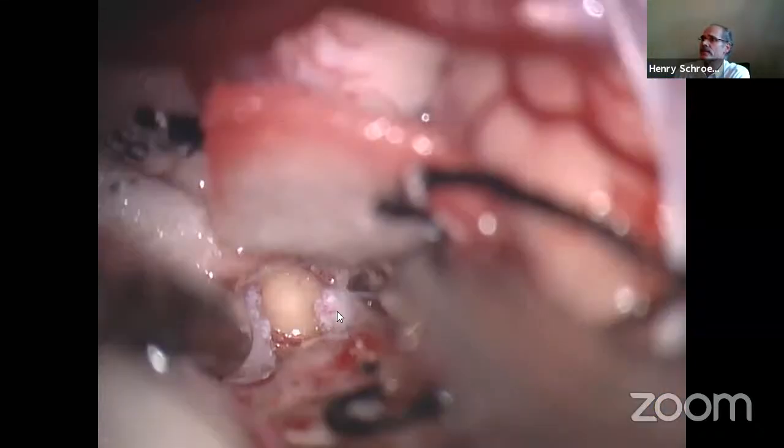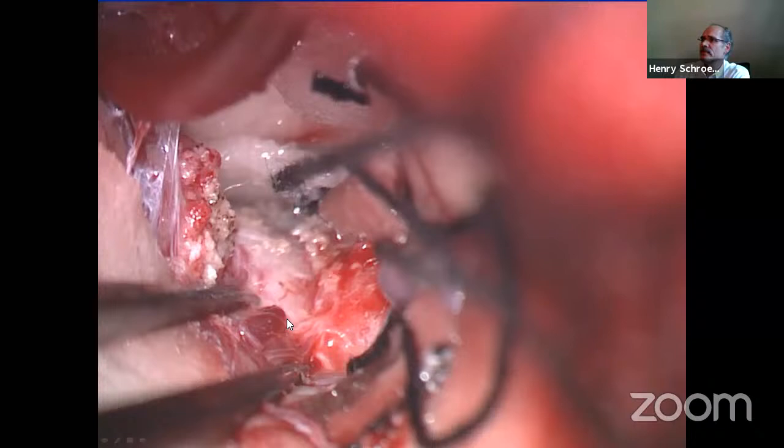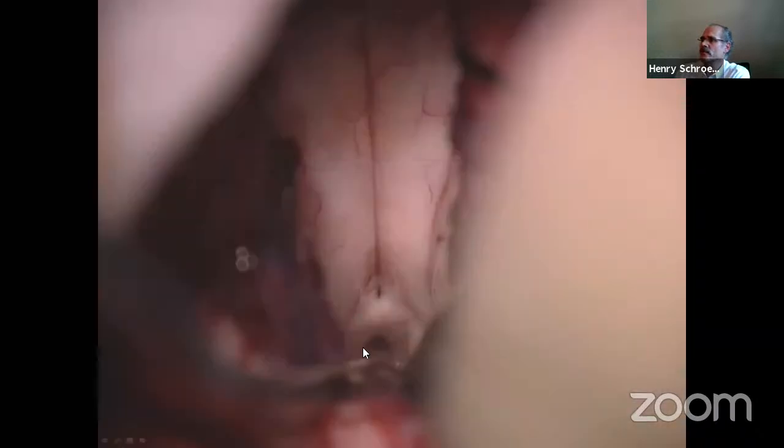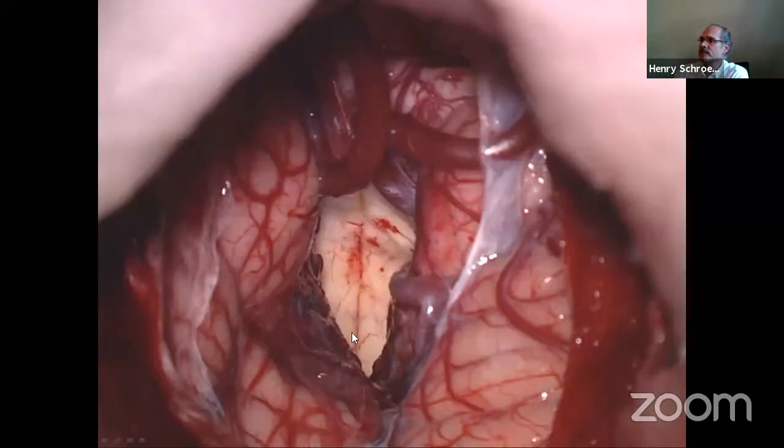So here the plexus is cut, and here's already the meningioma, and this is the last piece of the velum, and you have a nice view to the fourth ventricle. And then you always can see the aqueduct without incising the vermis. You can always look up to the aqueduct in these cases. And this is after the surgery.